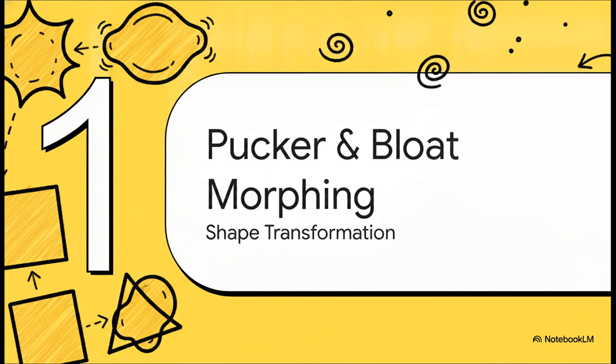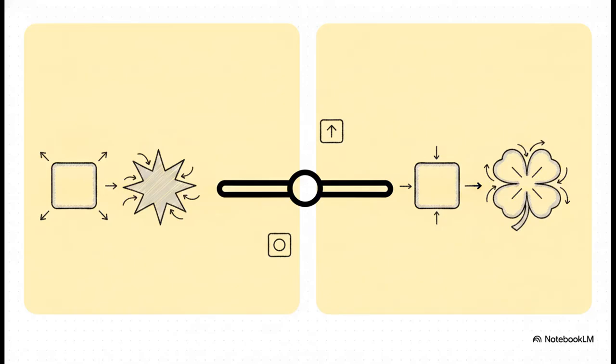Okay, let's dive into our first topic, pucker and bloat morphing. This is honestly one of the most fun ways to instantly manipulate the vertices and segments of basic shapes. Zero manual pen tool wrangling required. It basically runs on a single slider, but getting a feel for the two distinct directions is the real trick here, because it completely rewrites the vector math.